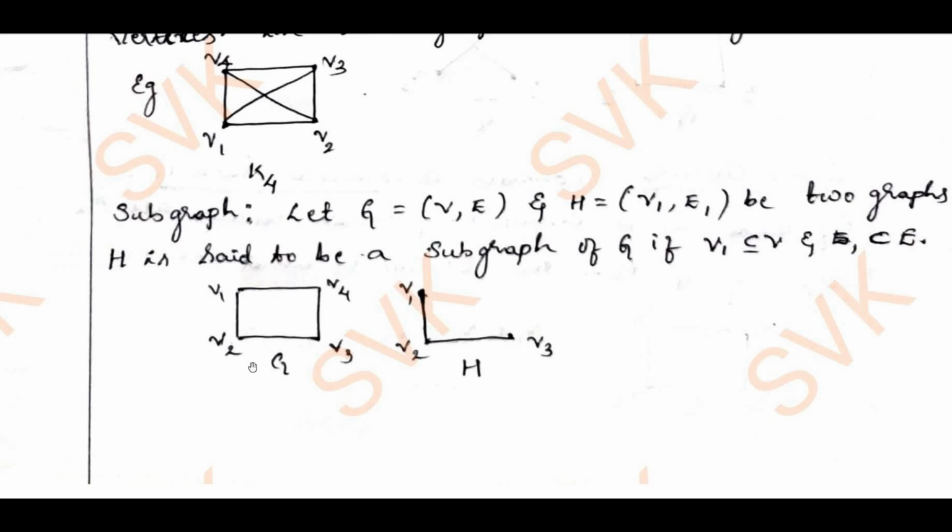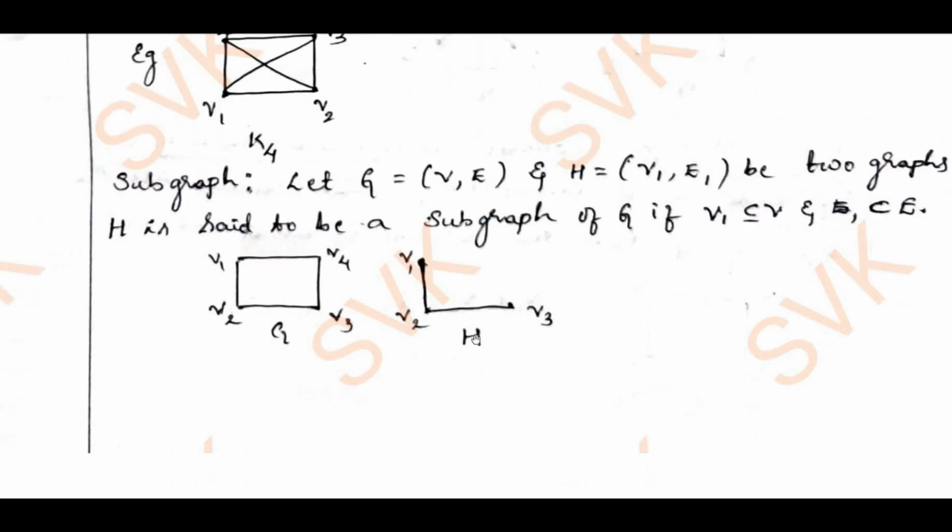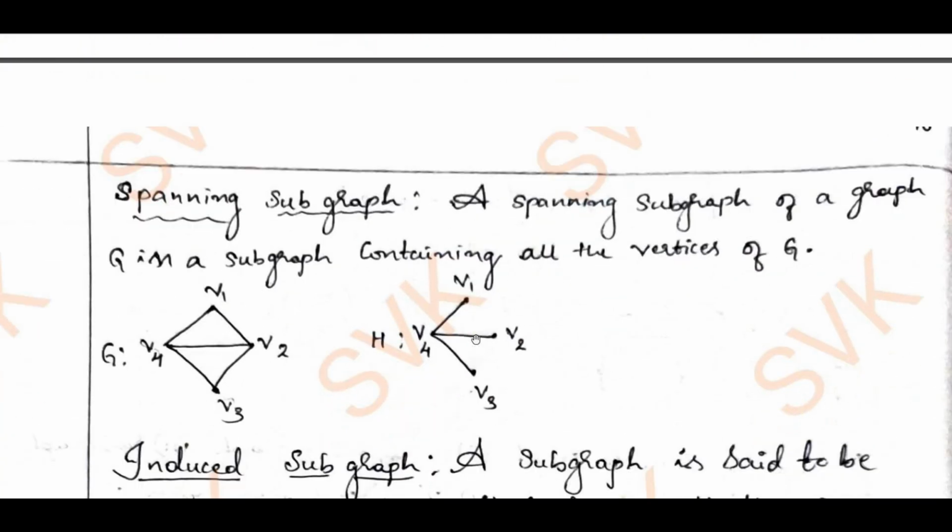So this is the example I have considered. This is just a rectangle, which I have considered as G. From this G, I have taken only V1, V2, V3. This is graph H. Then it is called a subgraph. Now moving on to the next definition.